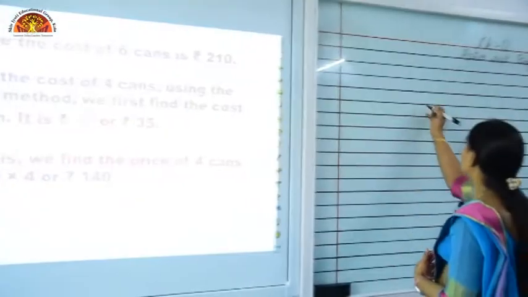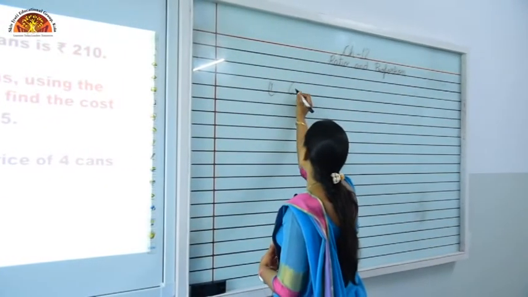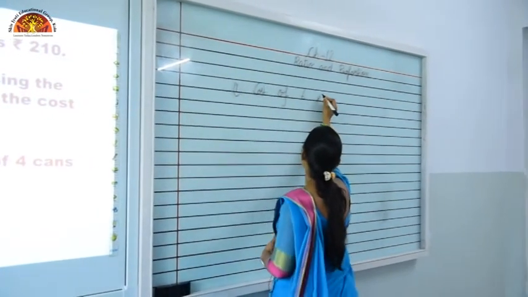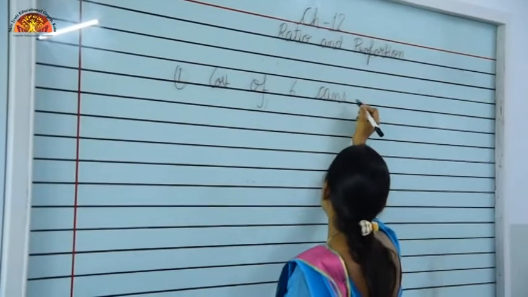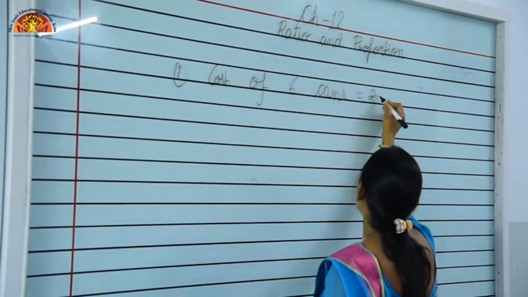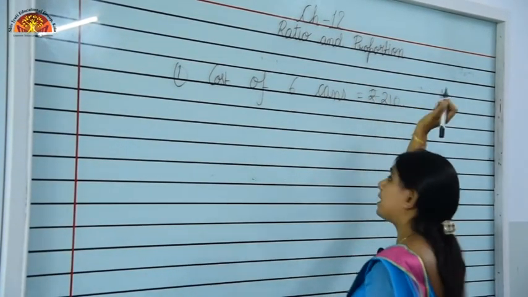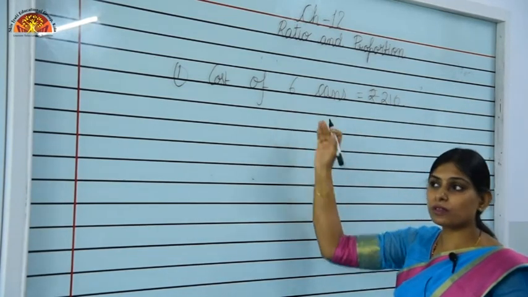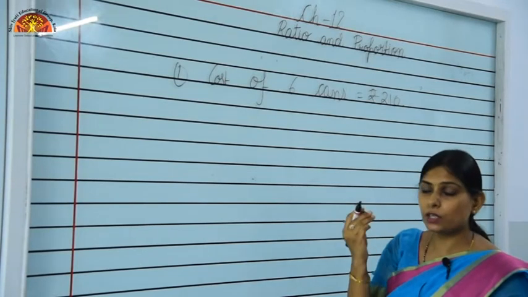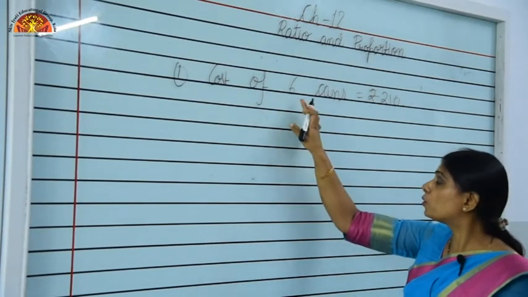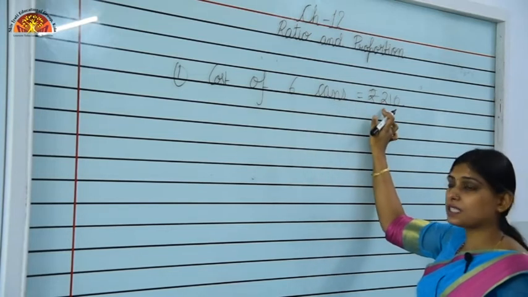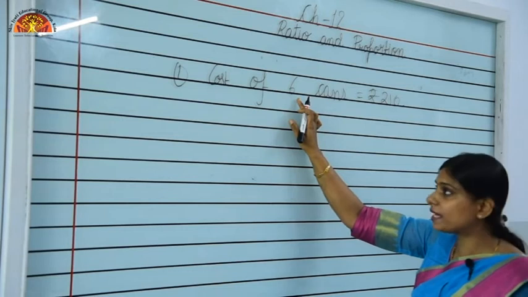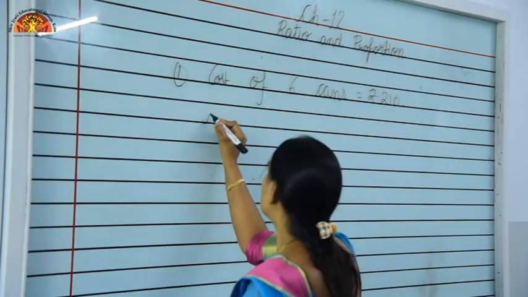What is being given: cost of 6 cans is equals to ₹210. अब यूनिटरी मेथड क्या कहता है कि आपको जो भी क्वेश्चन में दिया हुआ उसके अकॉर्डिंग आप एक यूनिट की कॉस्ट निकालोगे. तो हमको 6 cans का कॉस्ट दे रखा है. तो सबसे पहले हम क्या निकालेंगे, we will find the cost of 1 can. So we will just write it down.